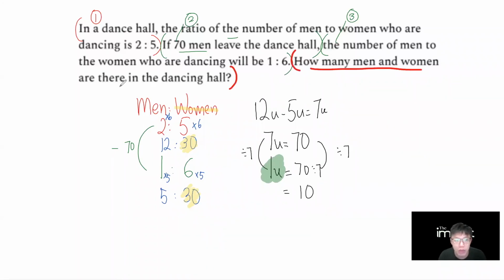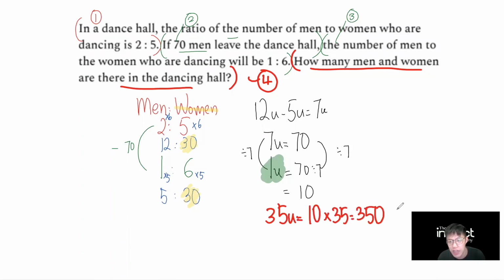How many men and women were there in the dancing hall? That is sentence number 4, right? So how many men and women are there in the dancing hall? Very simple. Maybe let's be a bit more specific. We talk about women in the dancing hall in the end. So that's actually 35 units, correct? So we have 10 times 35, which is equals to 350 men and women.